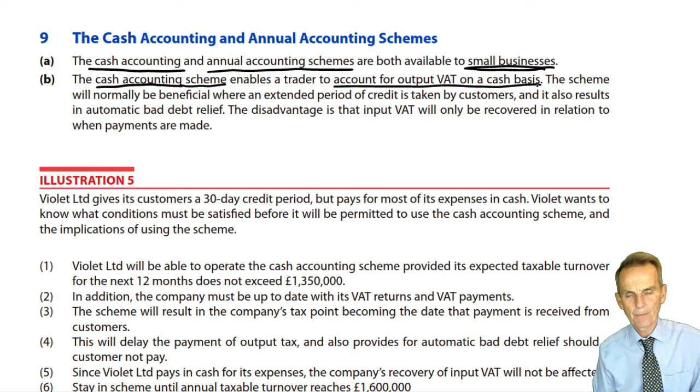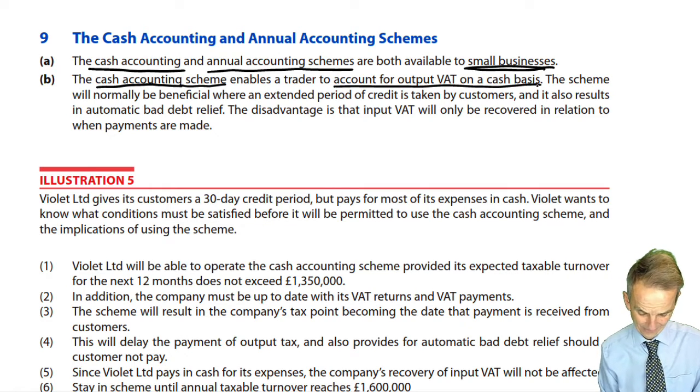As we've said, instead of when we issue the invoice, what VAT return period did that go into? We now have to account for output VAT. We only have to look at when the cash comes in from the sale made. What return period does that fall in? Then in relation to it, we then have to pay our VAT.